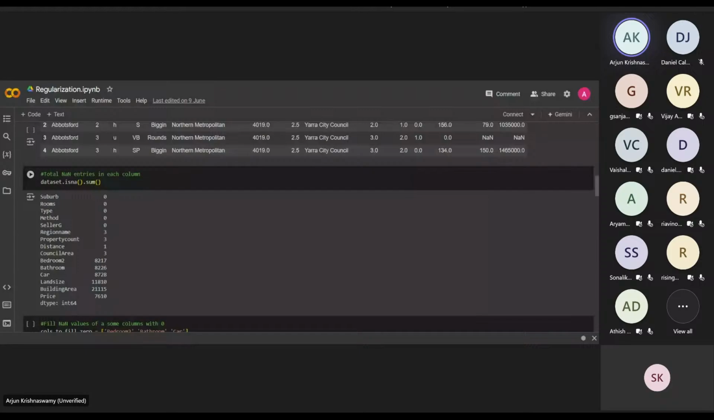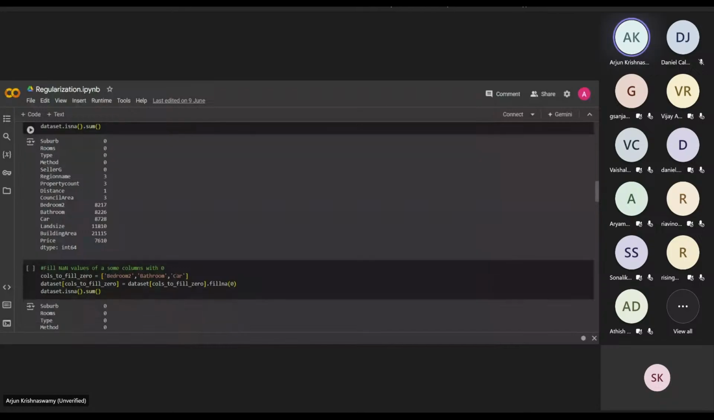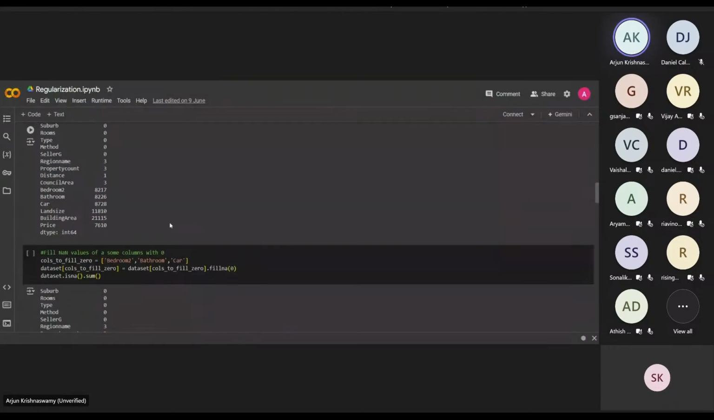There's a nice pandas function called df.isna().sum. It provides the sum of the missing entries. So bedroom, bathroom, car has so many missing entries, and region name. These are text entries, so we can't even fill them. So region name and what else? Building area, etc. So the first step is to fill some of these, and next is to drop some of these.